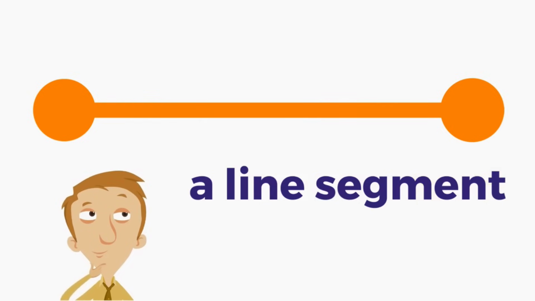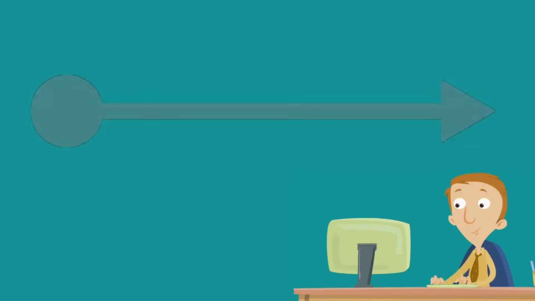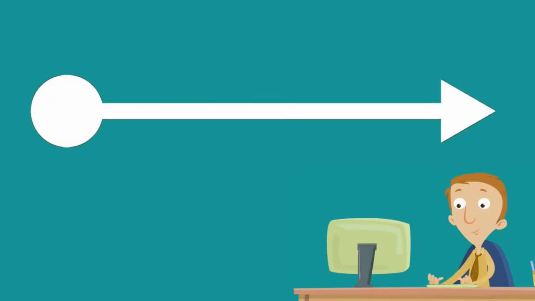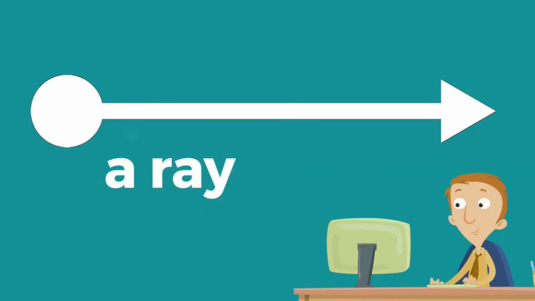How do we know it's a line segment? It has two endpoints. This is definitely a line segment. Great job. Okay, what do you see here? What is this? A ray. Awesome. A ray. How do we know it's a ray? Yeah, it has an endpoint and an arrow.